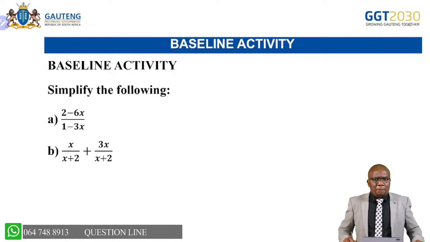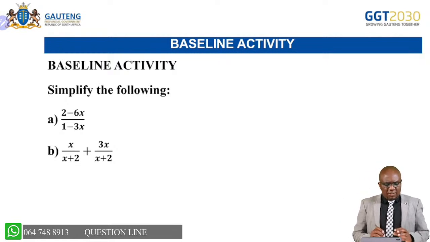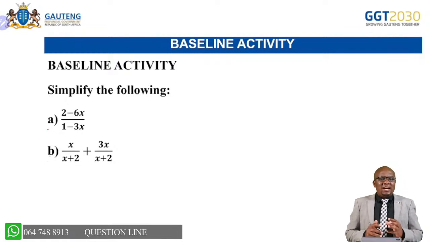Right, let's go straight to our baseline activity. I'm going to give you 4 minutes: 2 minutes for A, and then 2 minutes for B. After that, we'll discuss these two, and then we move on to the main part of our lesson. Let's try this for 4 minutes.